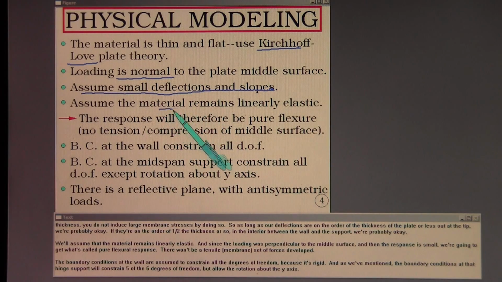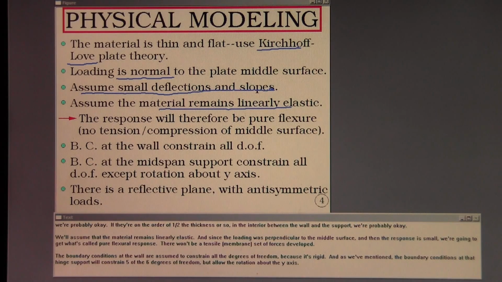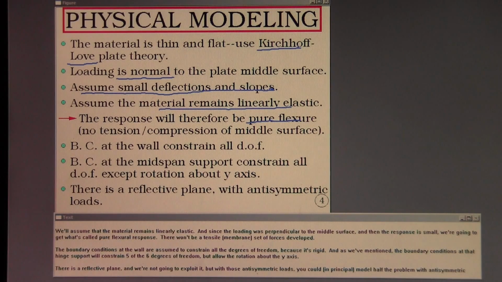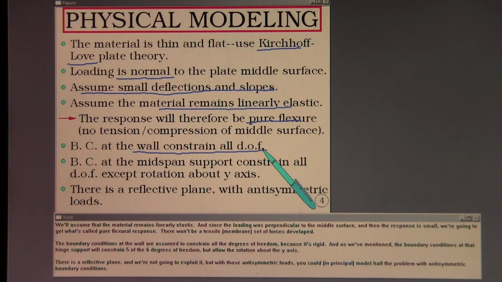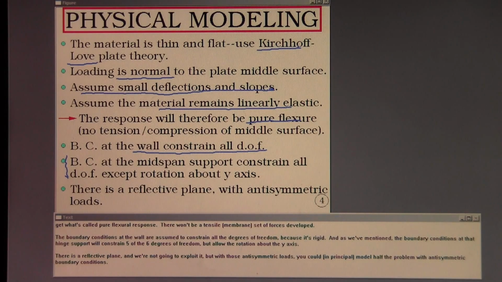We'll assume that the material remains linearly elastic. And since the loading was perpendicular to the middle surface and then the response is small, we're going to get what's called pure flexural response. There won't be a tensile membrane set of forces developed. The boundary conditions at the wall are assumed to constrain all the degrees of freedom because it's rigid. And as we've mentioned, the boundary conditions at that hinge support will constrain 5 of the 6 degrees of freedom but allow the rotation about the y-axis.